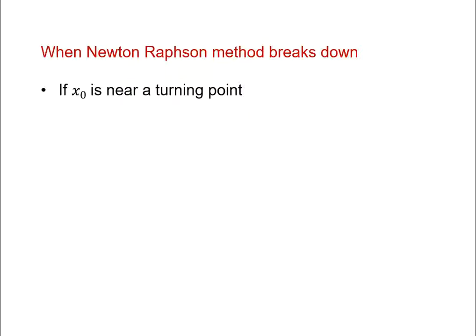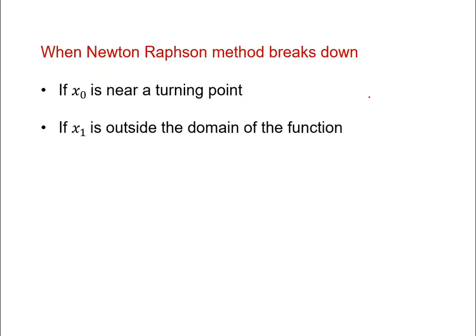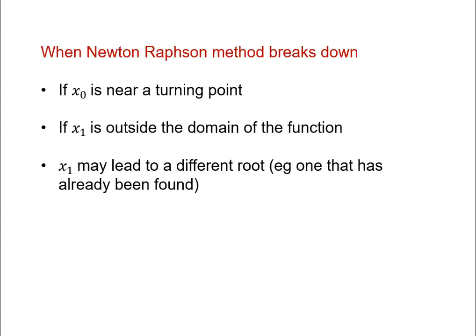So in summary, we can see that the Newton-Raphson method breaks down if x0 is near a turning point. Something else that can go wrong is if our value of x1 has been carried too far away from the true value, so much so that it's outside the domain of the function, because then of course we can't continue the process because the function won't be defined for x1. Alternatively, x1 may have been carried far away from the root that we're interested in, and it might go to another root, one that we've already found.